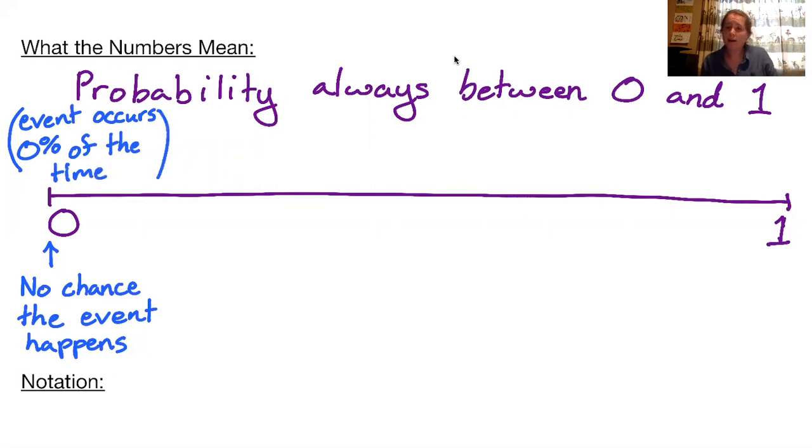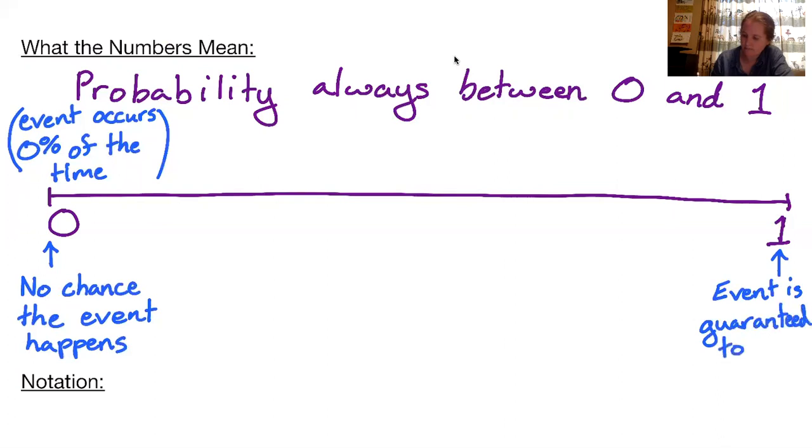Probability of 1 is the opposite extreme. It means that the event is guaranteed to happen. The event always occurs. So the event is guaranteed to happen. In terms of percent, the event occurs 100% of the time.